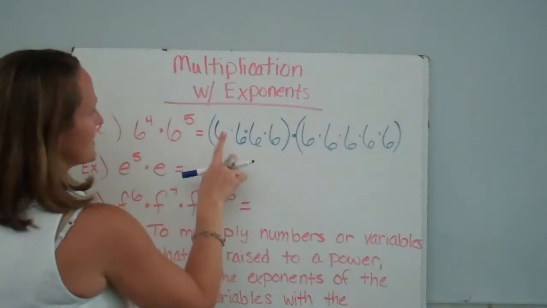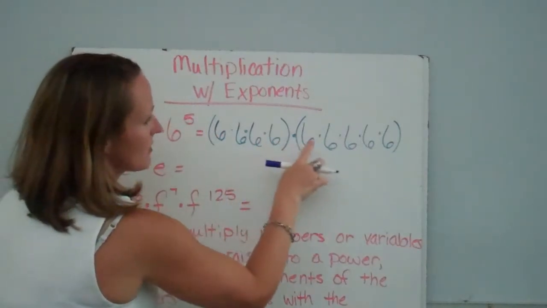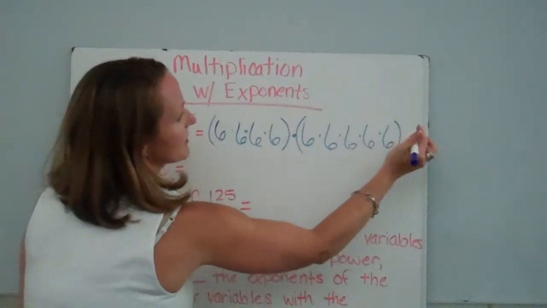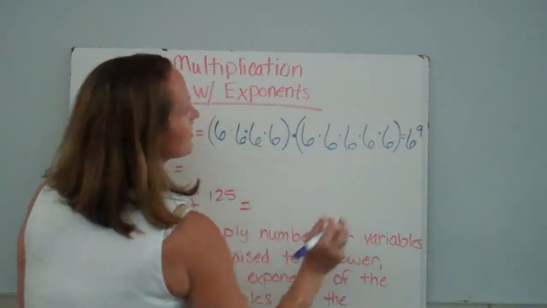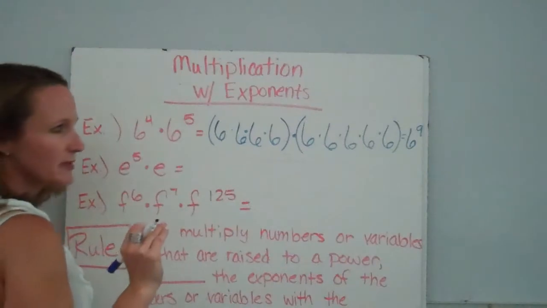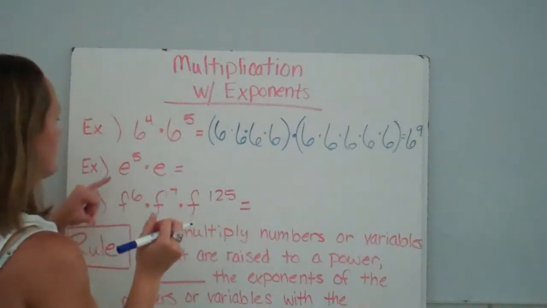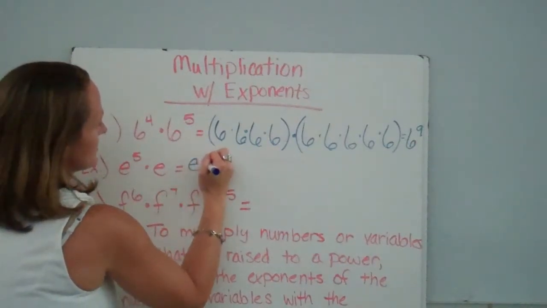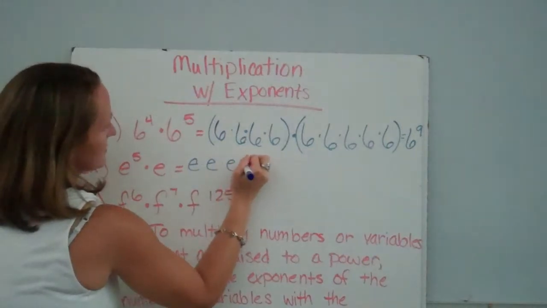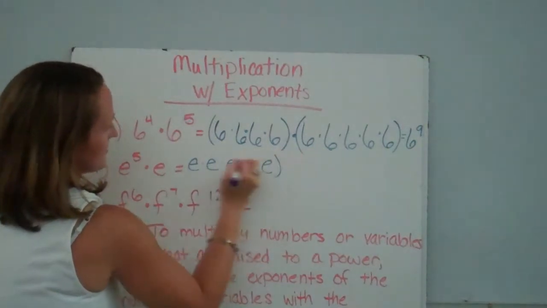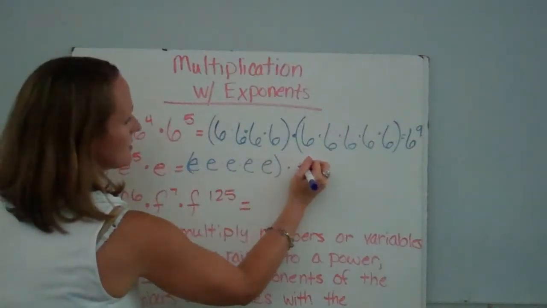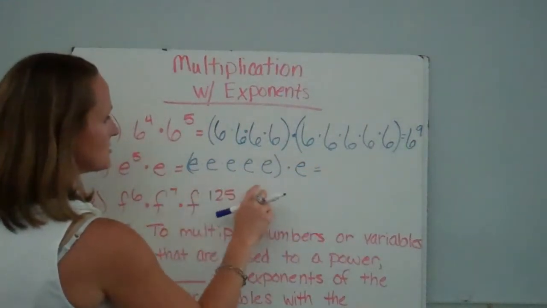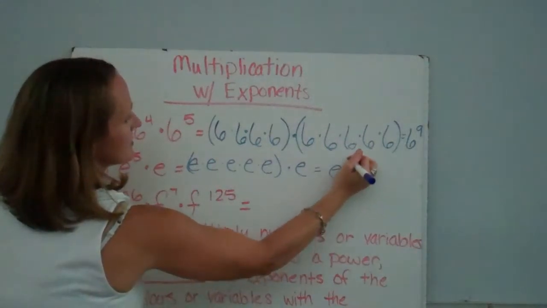How many 6's do we have? 1, 2, 3, 4, 5, 6, 7, 8, 9. Your answer comes out to be 6 to the 9th. Let's look at another one. See if you see what's happening. We have e to the 5th, e times e times e times e times e, times one more e. This time our answer comes out to be e to the 6th.